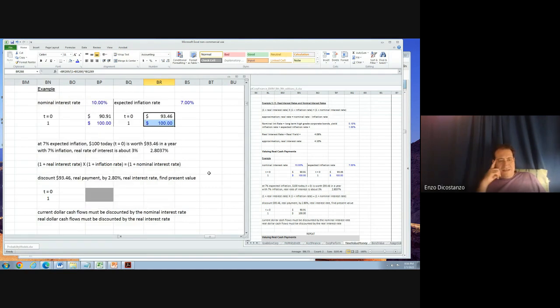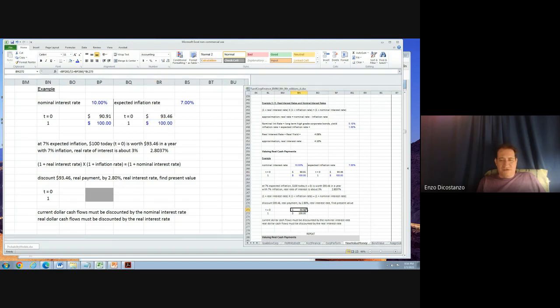So we're going to discount 93 with the real payment by 2.8%. Okay, so in a roundabout way, now what we're doing with this is we're going to take the 91 at 100, and now we're going to discount this one more time. So it's doing it in steps. It's just doing it in steps.